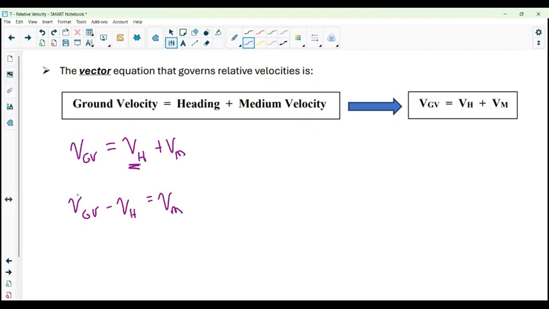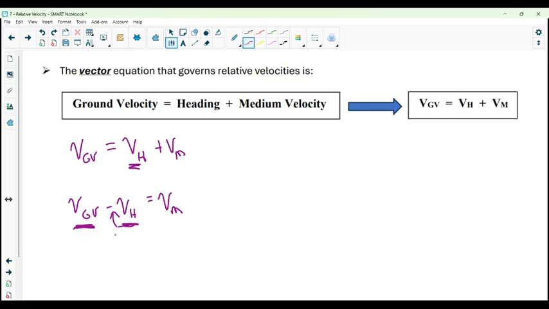Okay, so I've rearranged this equation. Here's the catch. The ground velocity doesn't change. The heading, though, you'll notice is being subtracted. What do we do when we subtract a vector? We turn it around and change it to positive. Turn it 180 degrees, change the direction, flip it around, and make it positive. So that's what I'm going to have to do before I try and add these together. Since I'm subtracting that vector, I want to turn it positive.